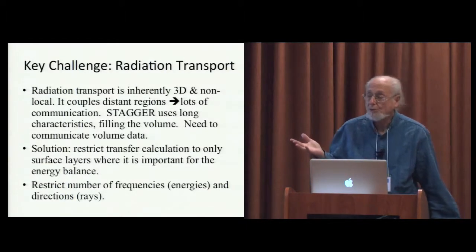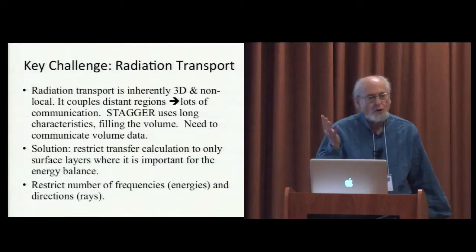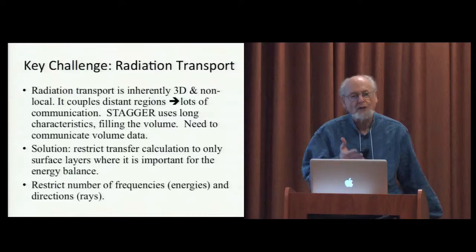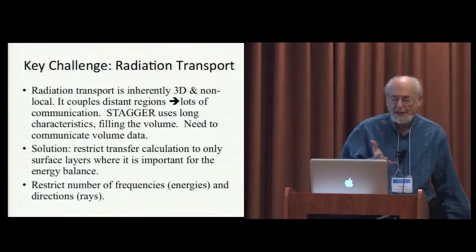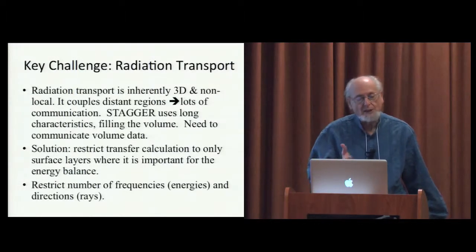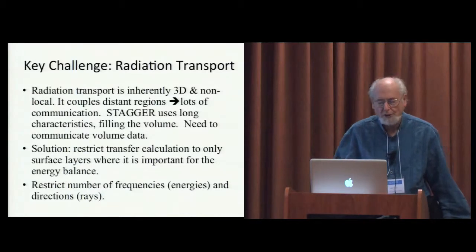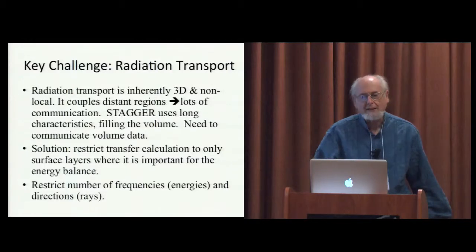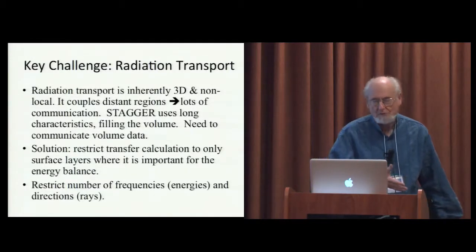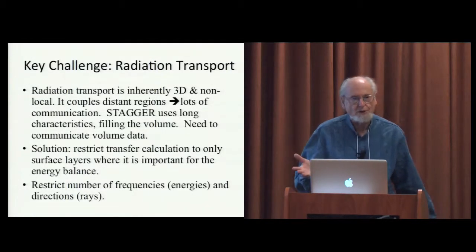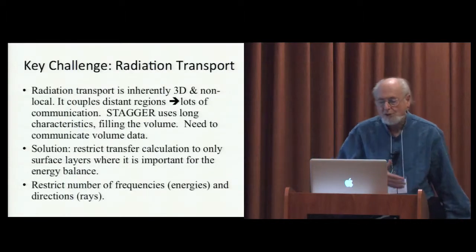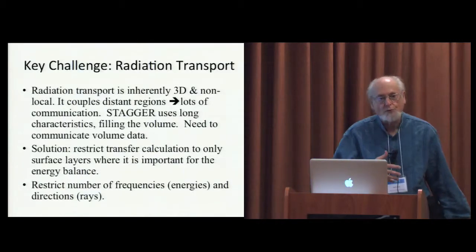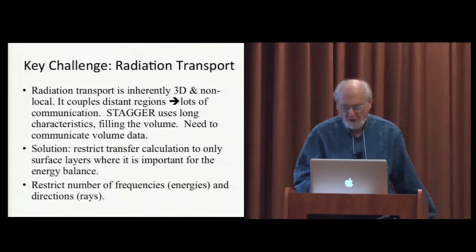We try and restrict the communication by only including the surface layers where, in fact, the photon mean free path is not that short, and there really is significant radiative transfer. And we don't bother with the transfer down deep, where, in fact, the numerical diffusion in the energy equation is far larger than any radiative transfer. And we restrict the number of frequencies or energies and the number of directions of the rays that we include.